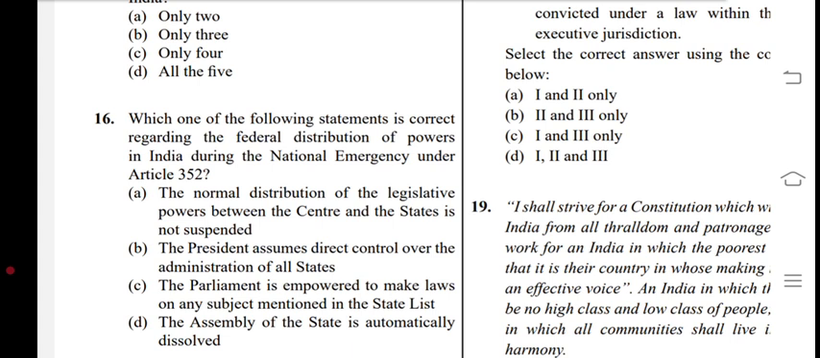The Parliament is empowered to make laws on any subject mentioned in the State List, and the assembly of the state is automatically dissolved. B.